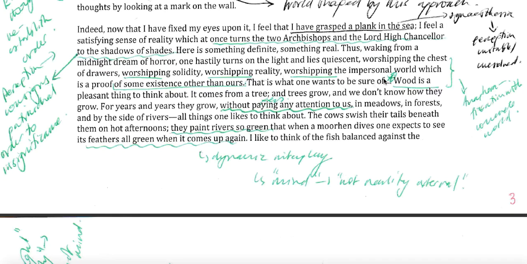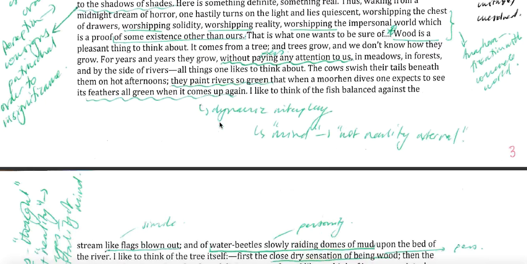But then there's this transition. Wood is a pleasant thing to think about. It comes from a tree, and trees grow, and we don't know how they grow. For years and years they grow without paying any attention to us, in meadows, in forests, and by the side of rivers. All things one likes to think about. And so we've got this suggestion that, okay, this solid reality literally is made from wood in some places. Well, she's trying to locate a final sense of freedom through thinking about solid reality that's controlled by people being made from something that for much of its life has been completely unaffected by humans. And so it's a source of that same mental freedom.